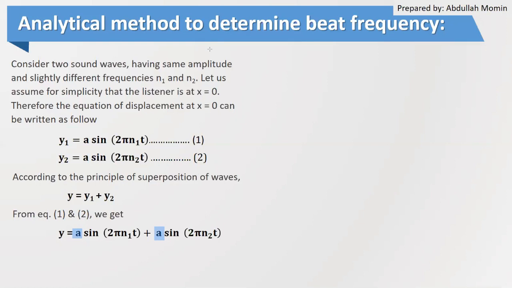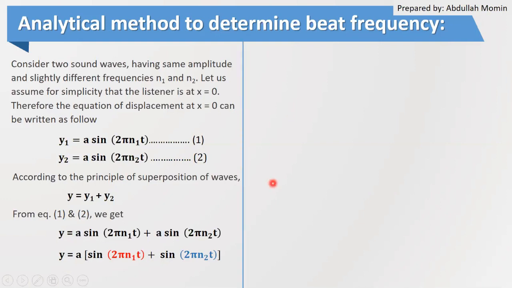After taking a common from both the terms, what will we get? We will get y is equal to a in bracket sine 2 pi n1t plus sine 2 pi n2t. Now in the square bracket, we have sine 2 pi n1t plus sine 2 pi n2t, and we are going to apply one formula of trigonometry, the formula of sine c plus sine d. That formula is sine c plus sine d is equal to 2 sine (c plus d) divided by 2 into cos (c minus d) divided by 2.